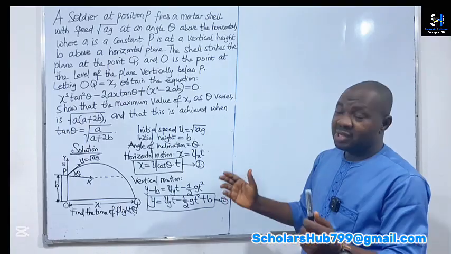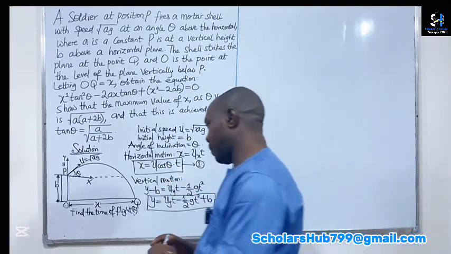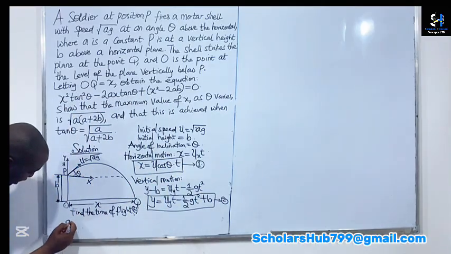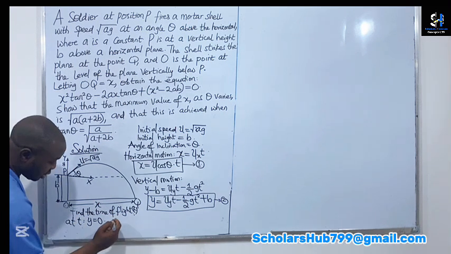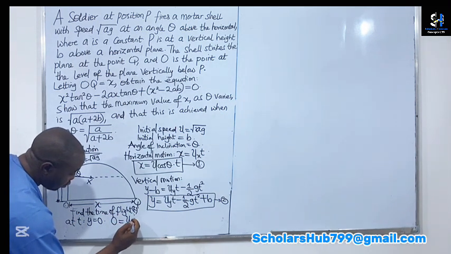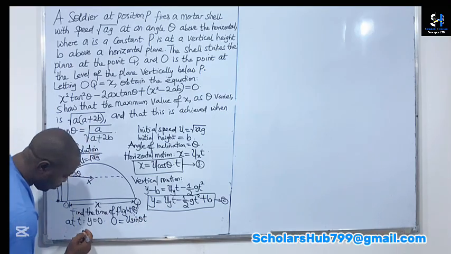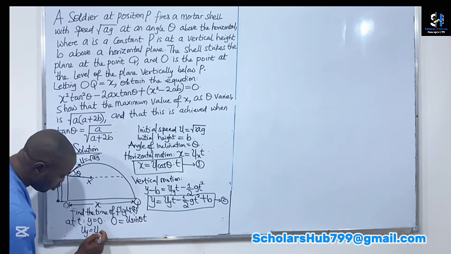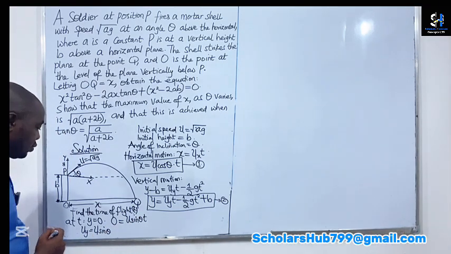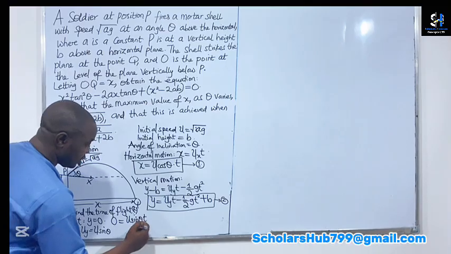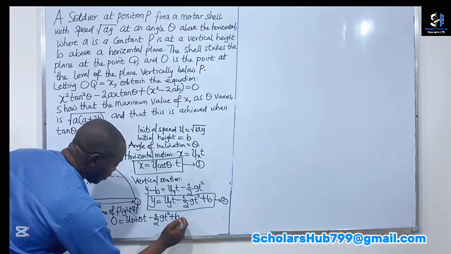And at time of flight, the vertical position will be equal to 0. That's why y will be equal to 0. So I can say at t, y will be equal to 0, so that this will be 0 equals u sine theta multiplied by t. Remember, uy is equal to u sine theta, where u is the velocity of projection. So we have u sine theta times t minus 1/2 of gt squared plus b.